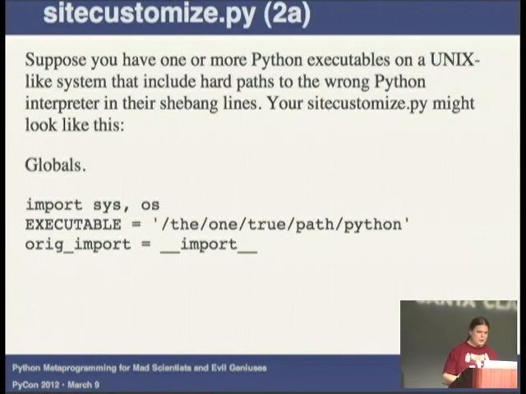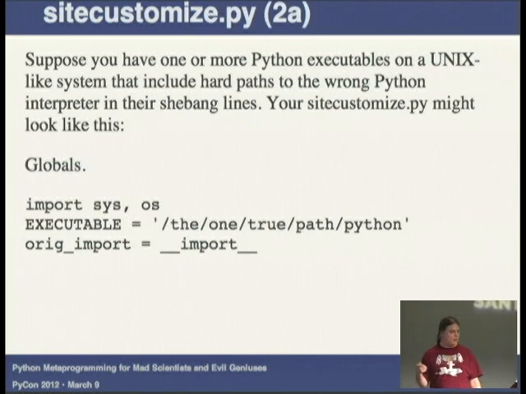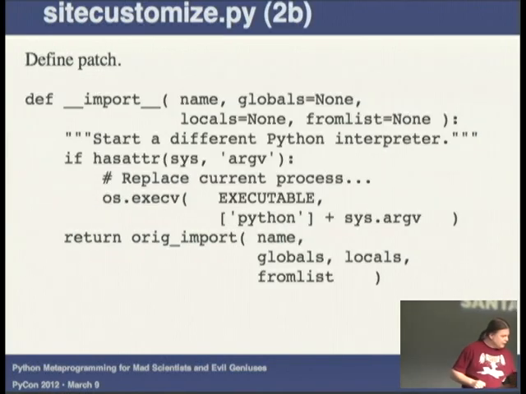So in this example, you see I've defined executable as the path to the one true Python that I consider. And I'm doing something a little spooky here: original_import equals __import__. So that should be foreshadowing. Yeah, that's the gun on the mantelpiece. And here's my patch. I'm defining a function whose name is __import__. Yeah, that's a loaded gun on the mantle.